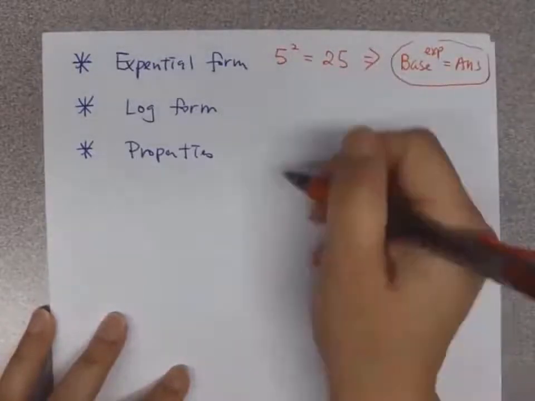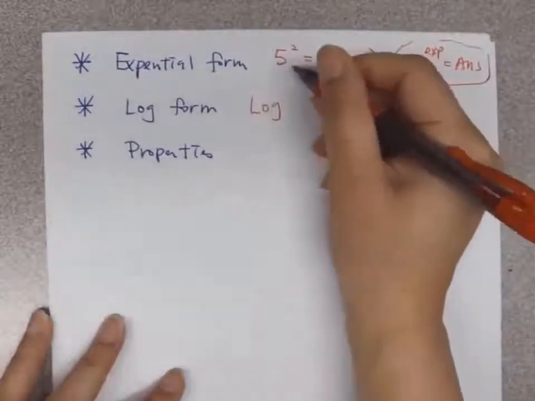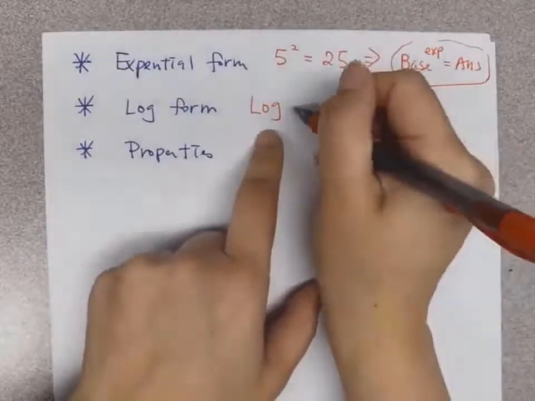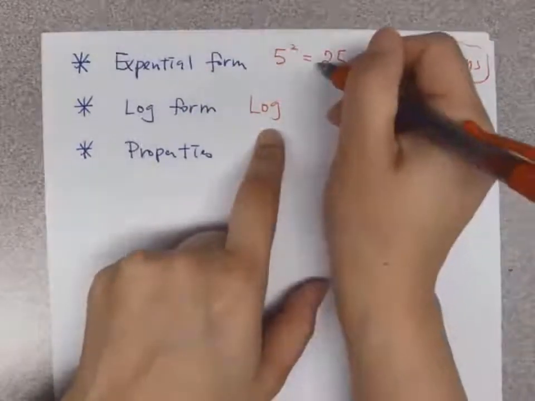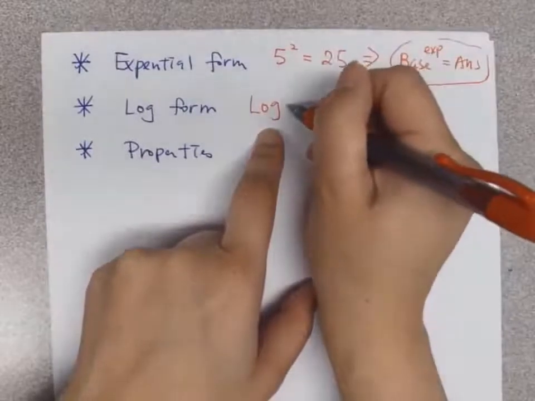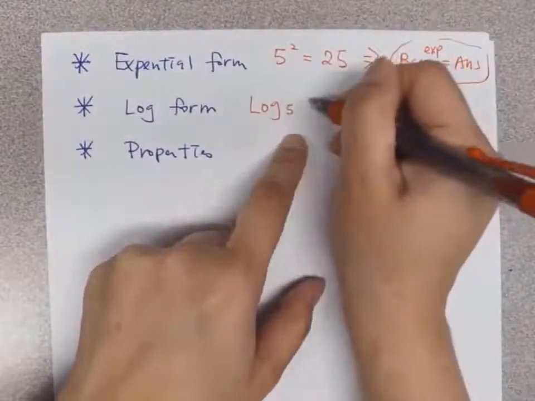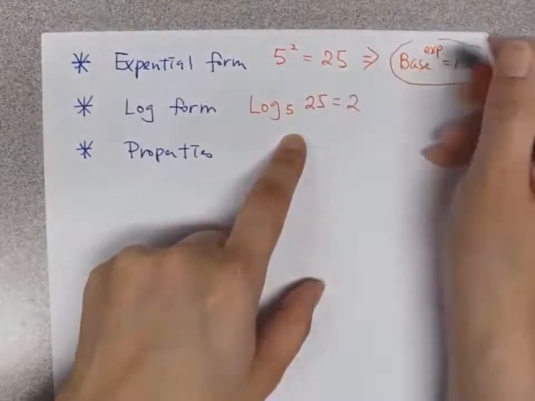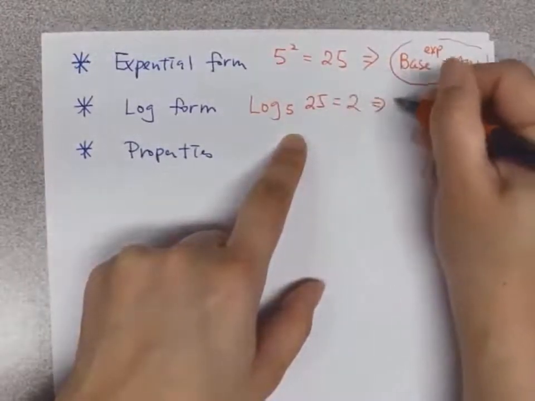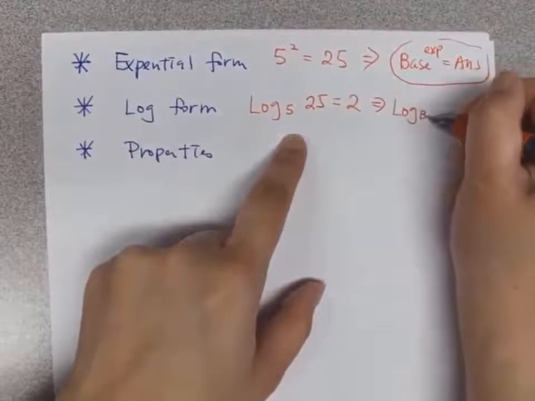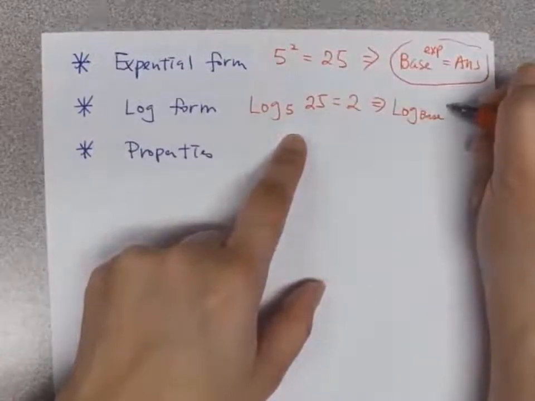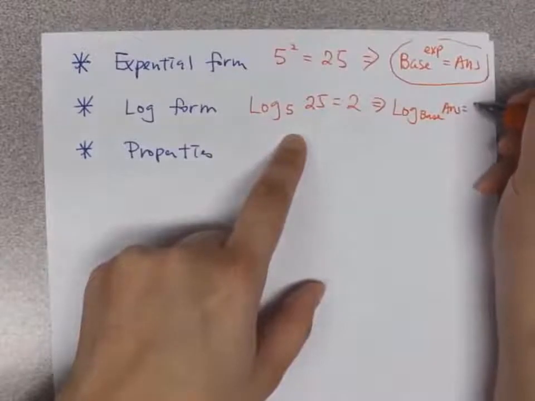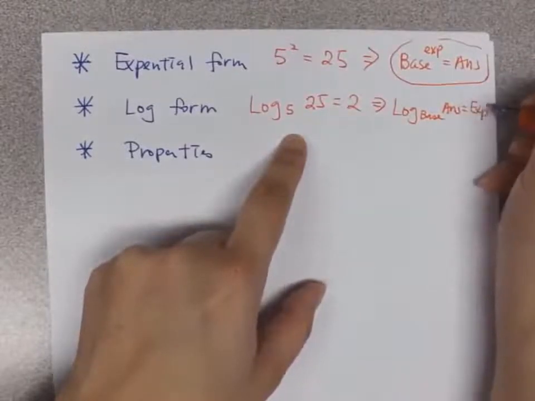The log form, we can think of it as log. If I'm changing this to a log form, it would be what? What is the base? 5. So log base 5 of 25 equal to 2, because the word is log. You have a base, and then what? Answer, equal to exponent. Okay?